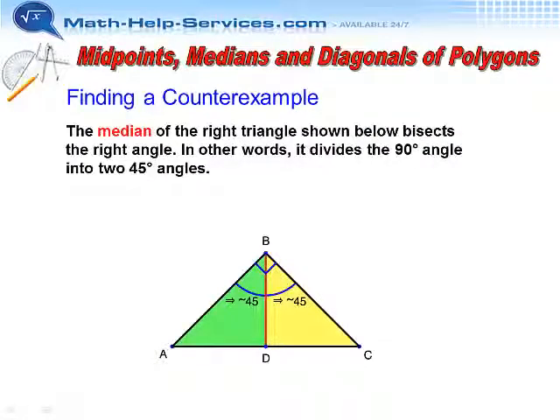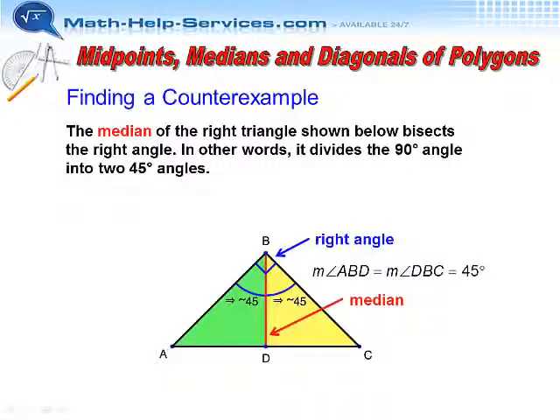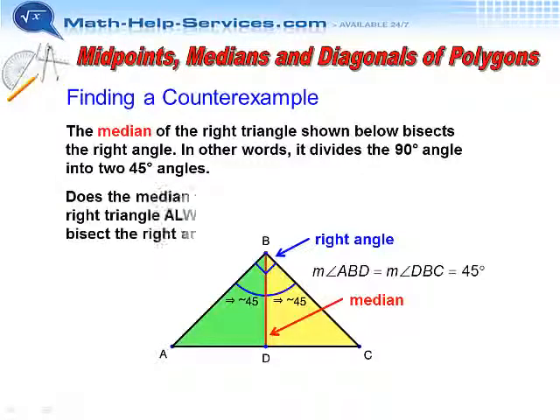The median of a right triangle, shown below, bisects the right angle. In other words, it divides the 90-degree angle into two 45-degree angles. So we know the measurement of angle ABD is equal to the measurement of angle DBC, which is 45 degrees. Does the median of a right triangle always bisect the right angle? If not, find a counterexample.